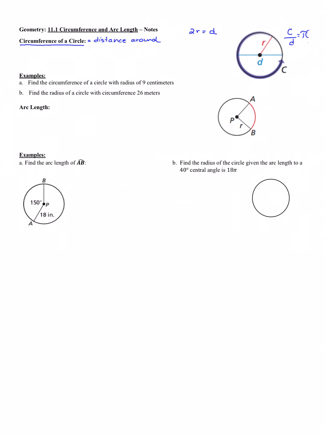So notice that if I cross multiply, I get the circumference is pi times diameter. And since we know there are two radii in every diameter, you can also write this as 2 pi r. They both are equivalent. It all depends on what information comes to you.